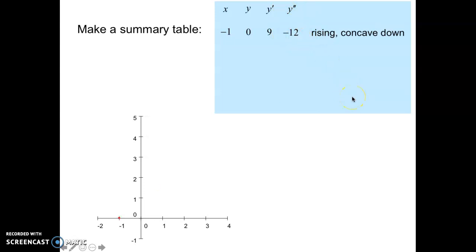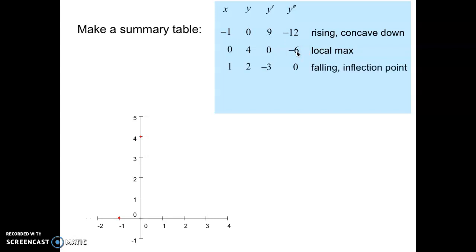So let's plot that point on the curve. Let's pick another point, the local max. We knew that the point (0, 4) is on the curve. The derivative was 0, which made it a critical point there. And the second derivative was negative, which made that critical point a local maximum. So let's put that point on the curve.